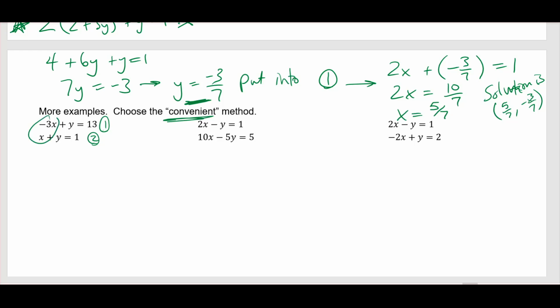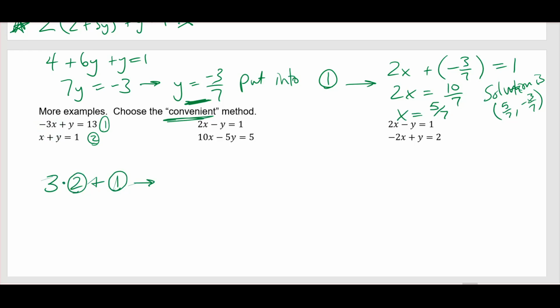For example, here we could say that it's going to be easy if I add 3 times equation 2, right? So if I write that, 3 times equation 2, and if I add that to equation 1, what are we going to get there?